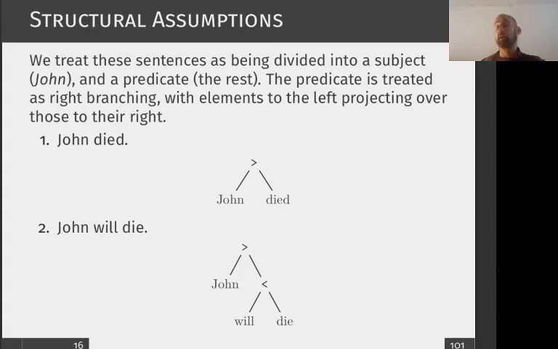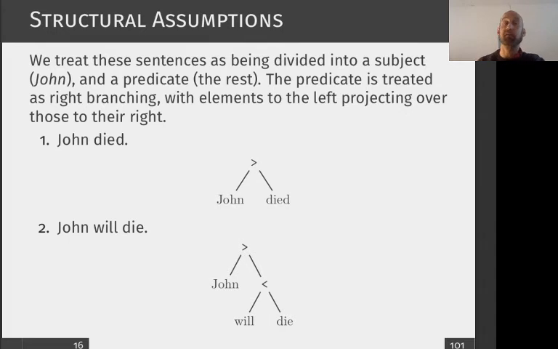Well, let's assume they're divided up into a subject and predicate, and the predicate's right branching with elements to the left projecting over those to their right. Why do we assume this? Well, we can try to justify it, but let's assume it right now. Okay, let's start from here. This is sort of a halfway traditional analysis. Okay, so John died has the structure there. John will die has the structure there. Super simple.